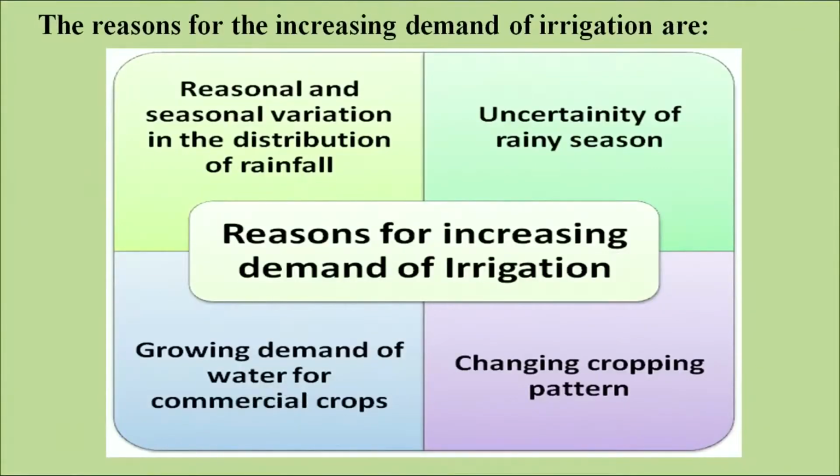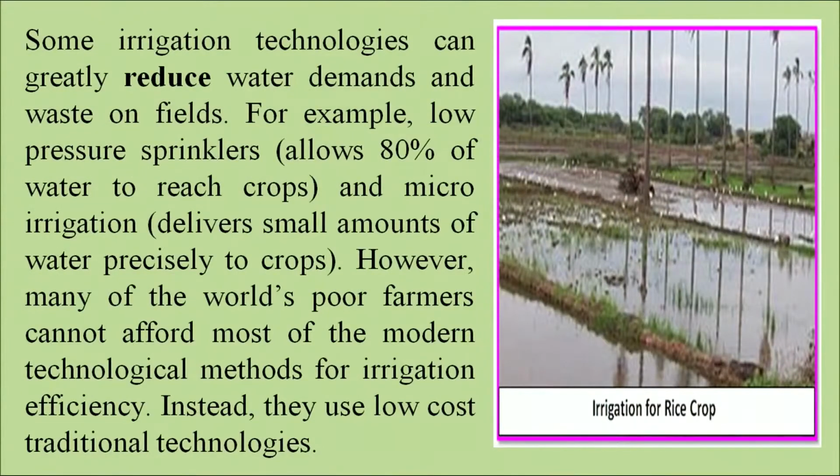These are the reasons for increasing demand of irrigation: uncertainty of rainy season, changing cropping pattern, growing demand of water for commercial crops, and regional and seasonal variation in distribution of rainfall. This shows the rice field on the right of the screen. Rice, as you must be knowing, in its early phases of growth requires a lot of water. But we can reduce the amount of water required in our agricultural field.